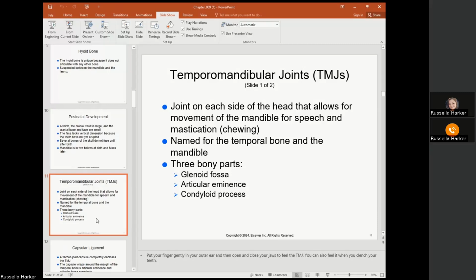The temporomandibular joints, or TMJs, are a joint on each side of the head that allows for movement of the mandible for speech and chewing. The TMJ receives its name from the two bones that enter into its formation, the temporal bone and the mandible. So the mandible is held attached to the cranium by the ligaments of the TMJ and held into position by the muscles of mastication. And they're made up of three bony parts: the glenoid fossa, the articular eminence, and the condyloid process.